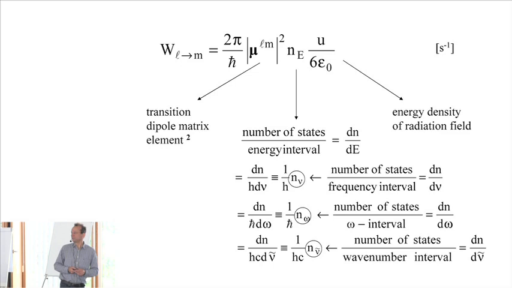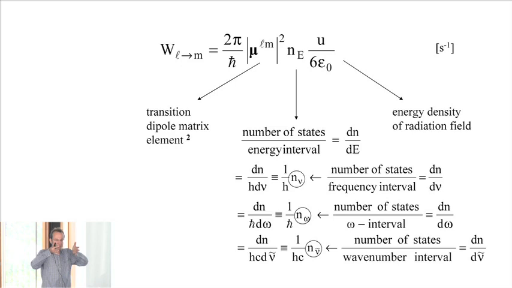So your transition probability is a product of a molecular property, the transition dipole moment matrix element, and the property of your incoming radiation field, namely its intensity. The higher the intensity, the higher is the transition probability. The higher the dipole matrix element, the higher is the transition probability.